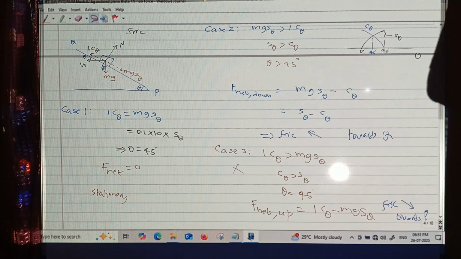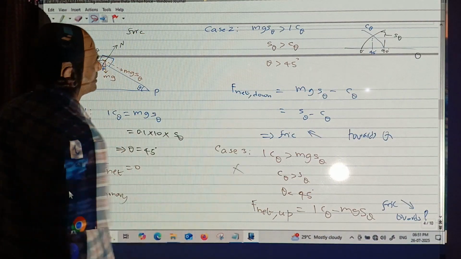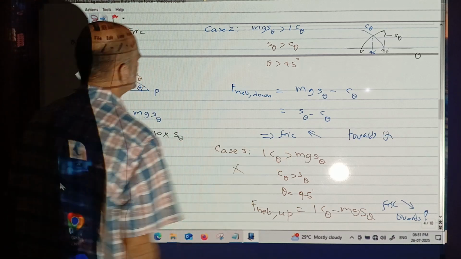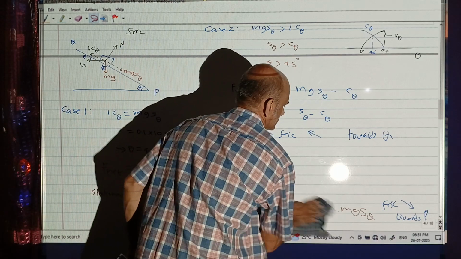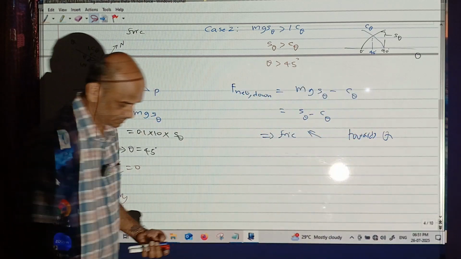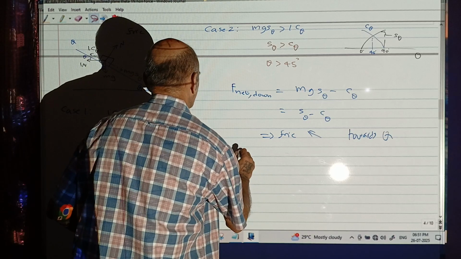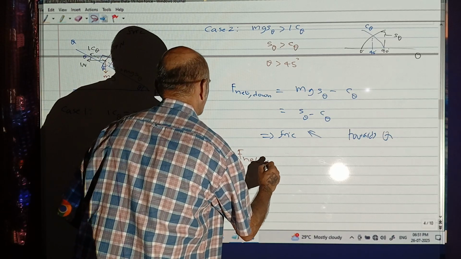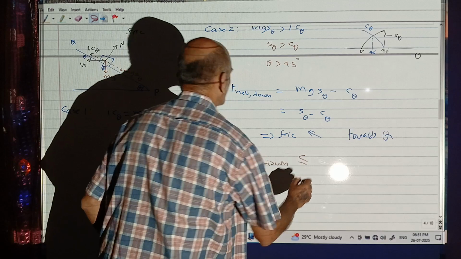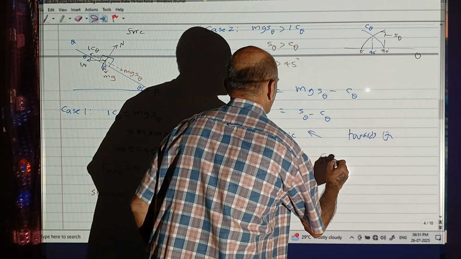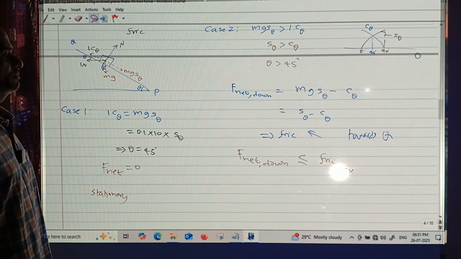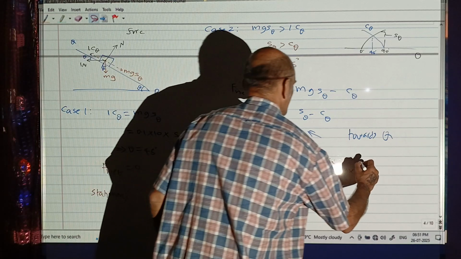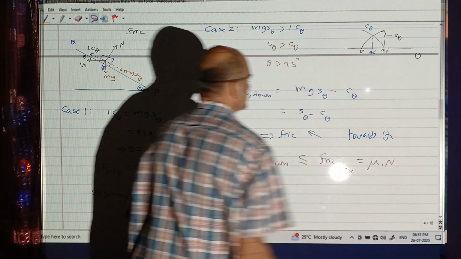And there is one more clarification required here. For it to remain stationary, the net force which is acting downwards, with friction force upwards, should be less than or equal to the maximum friction force. Friction force will vary from 0 to a maximum value, and this maximum value is the coefficient of friction times the normal reaction of the surface.